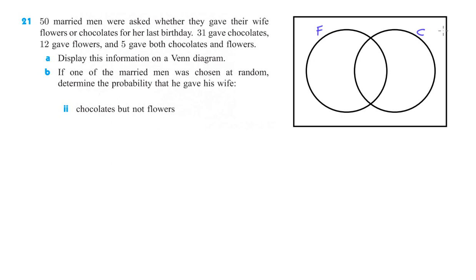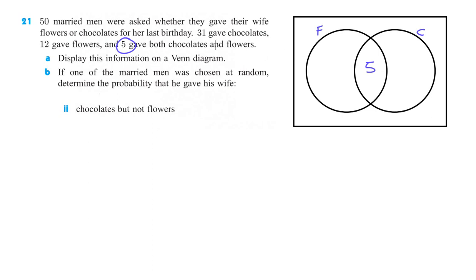So flowers, chocolates. Here's what I always like to do on this to make my life so much easier: always try to find this middle number first. So how many gave both flowers and chocolates? 5 did. So 5 is going to go in there.